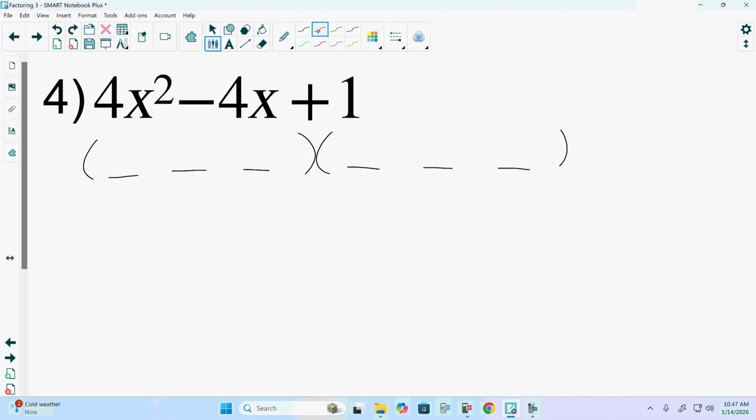Our third term's sign is plus. So that tells us that these signs are the same, and they're going to have to match the sign of the middle term, which is negative. So we have minus and minus.